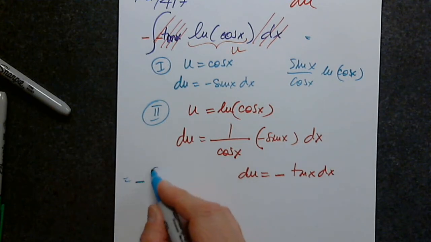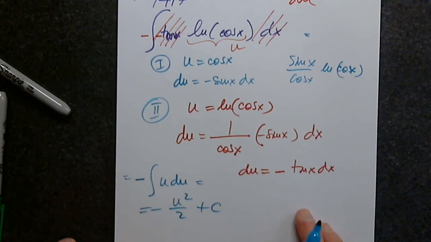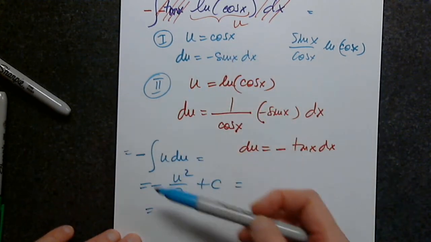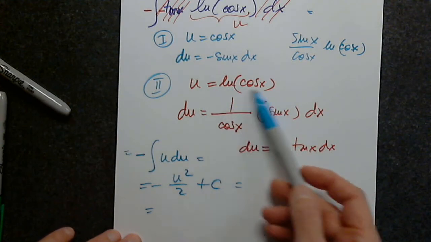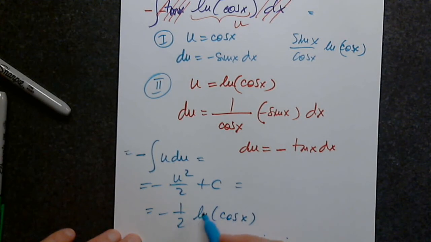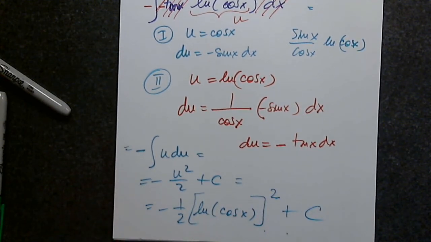So this is negative the integral from u du. It can be nicer. So negative the integral from u du, which is negative u squared over 2, and I have to go back. Plus a constant c. And do not forget the constant c, please. So now I have to plug in, instead of u, I plug in natural log. So negative 1/2 natural log of cosine x, everything squared plus a constant c. Well done.